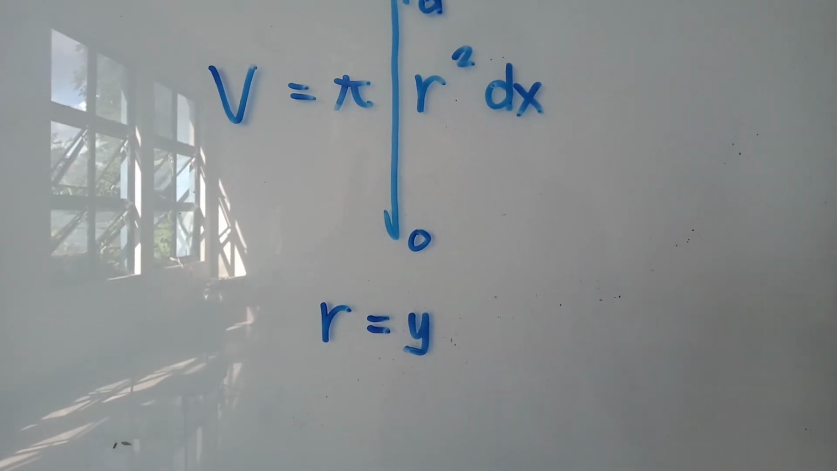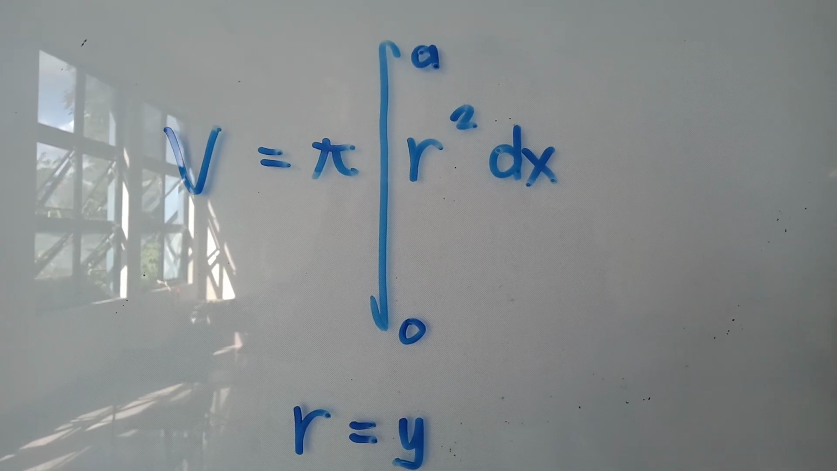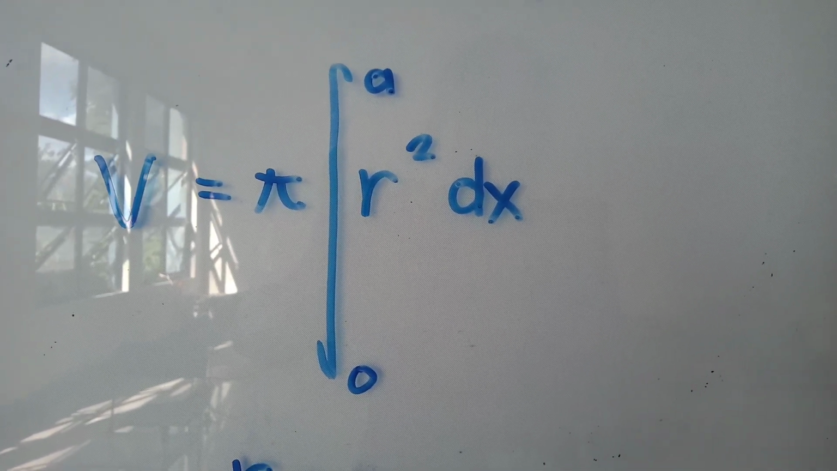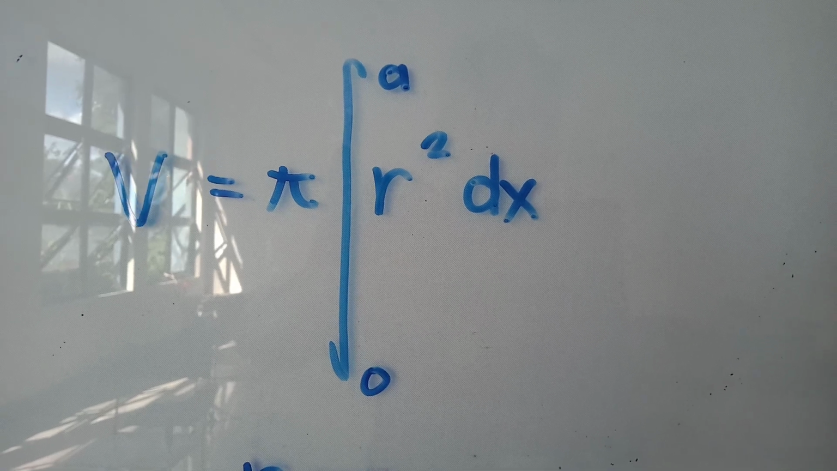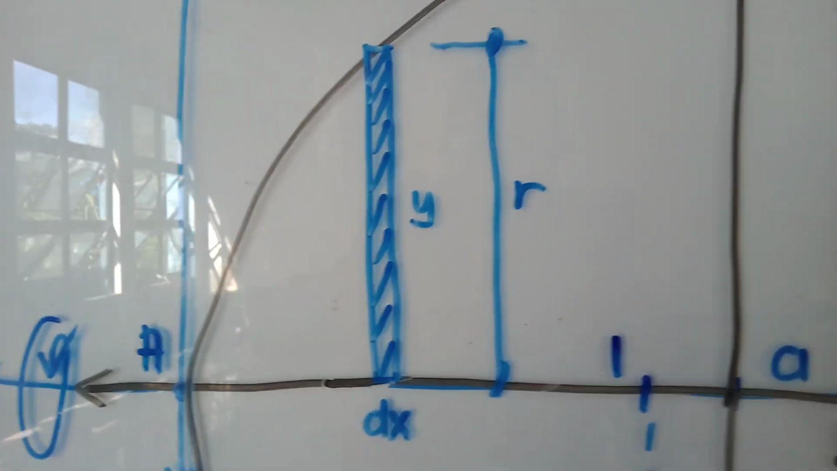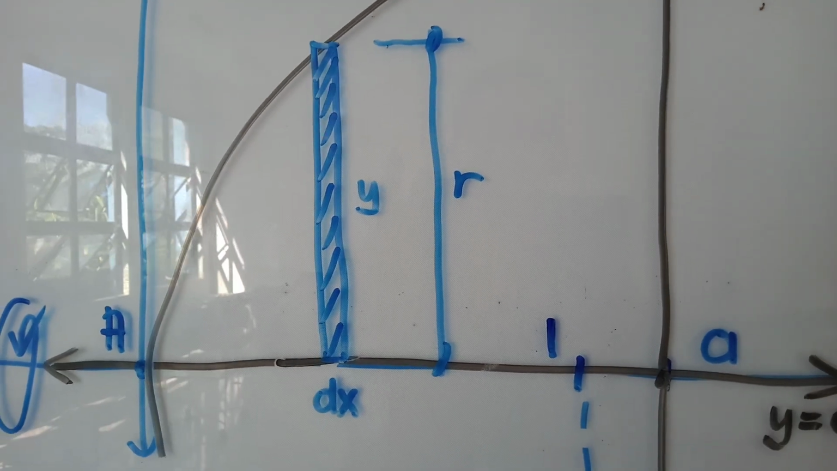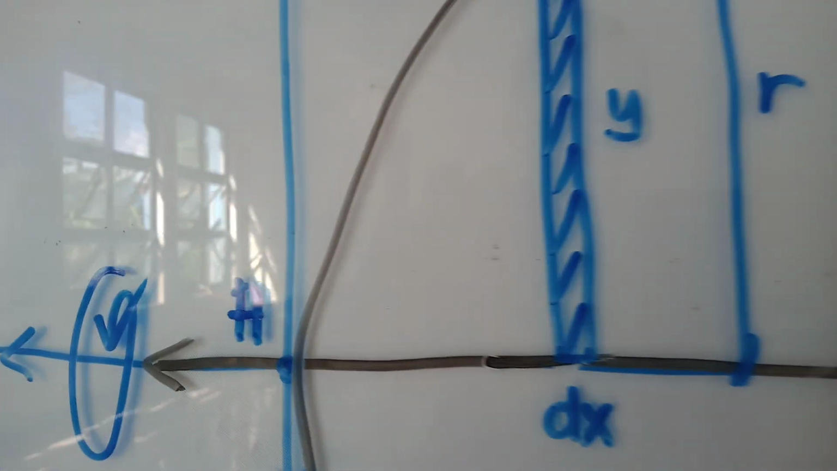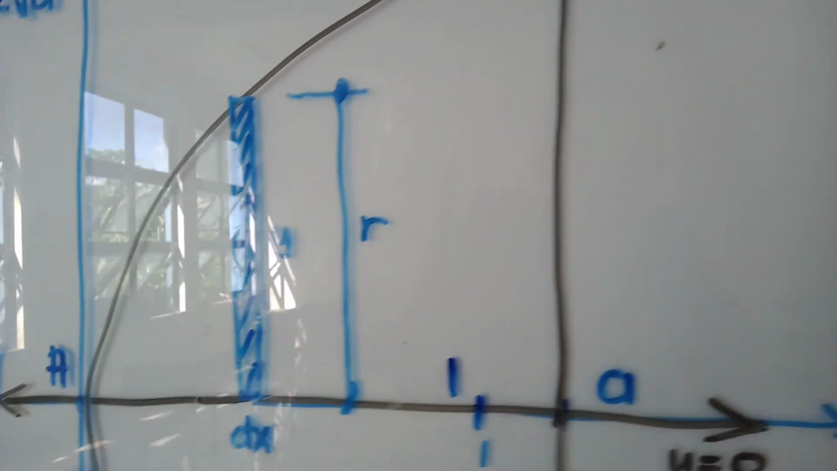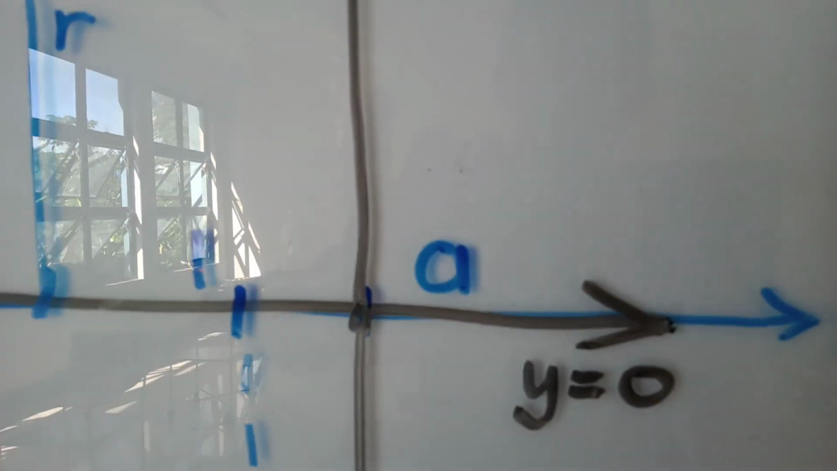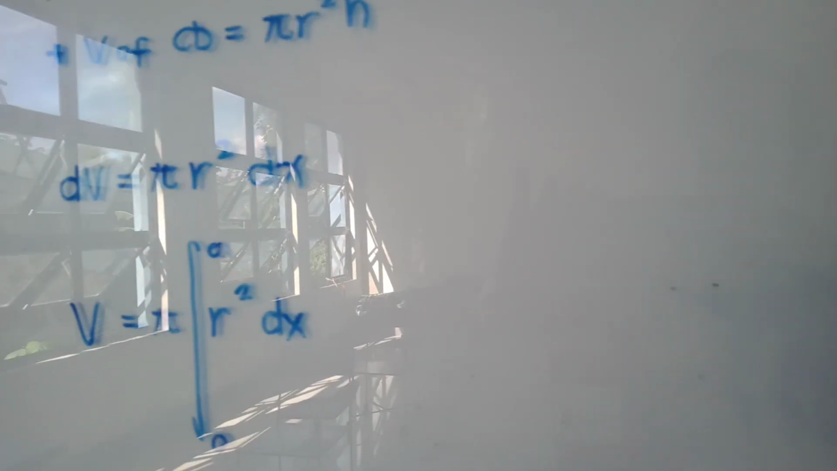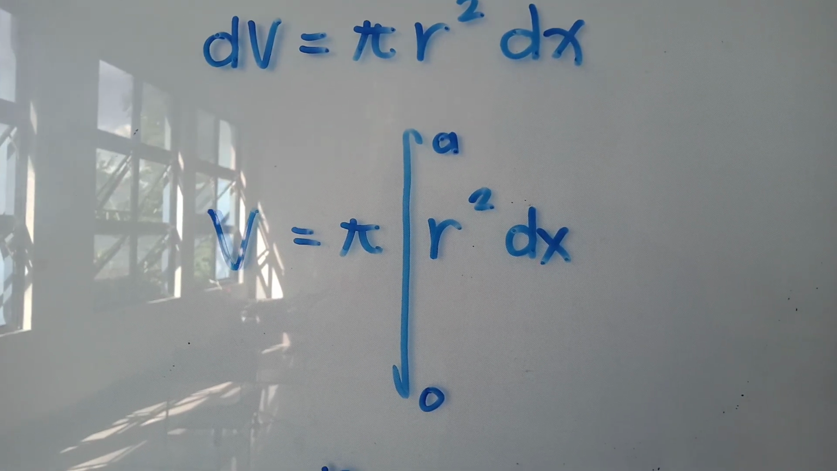Now, since our integral is to be evaluated with respect to x, our limit is from 0 to a. So we will stretch our elementary area, the differential of x, from this point towards the right, up to that point where x is equal to a. That is the reason why our limit is from 0 to a.